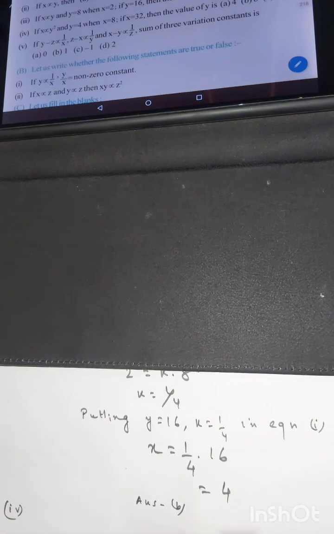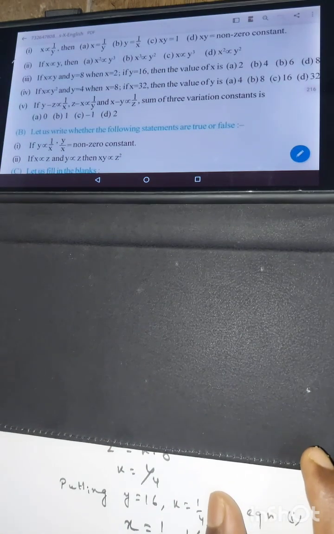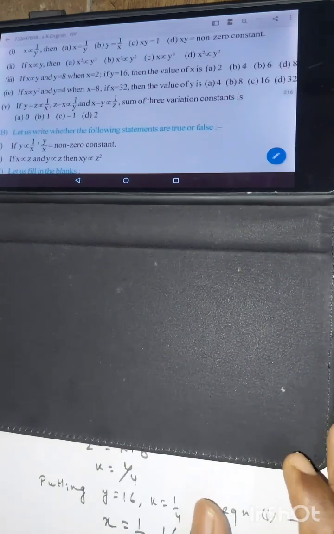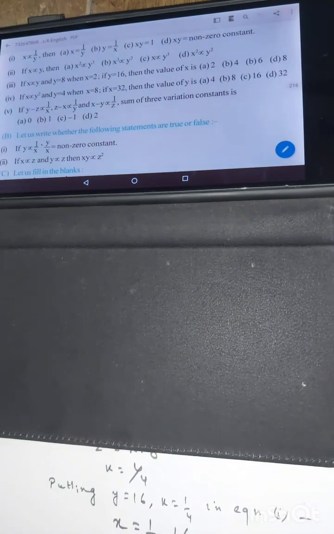Question number 4 says x varies as y square, y is 4 when x is 8, y is 32 when x is 32, find the value of y. Okay.